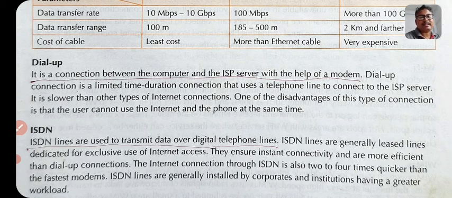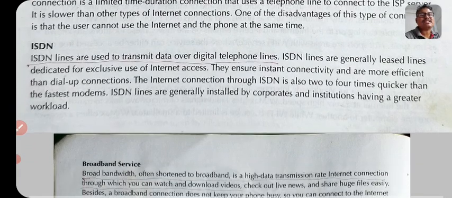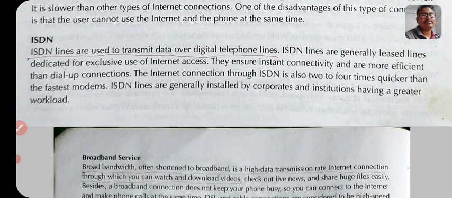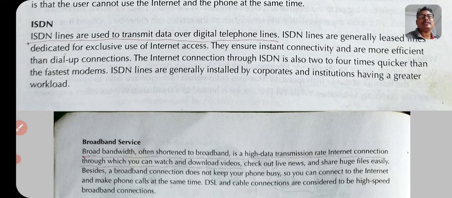Next is ISDN. ISDN lines are used to transmit data over digital telephone lines. It is generally a leased line dedicated to exclusive use of internet access. They ensure instant connectivity and are more efficient than dial-up connections. The internet connection through ISDN is also 2 to 4 times quicker than the fastest modem.